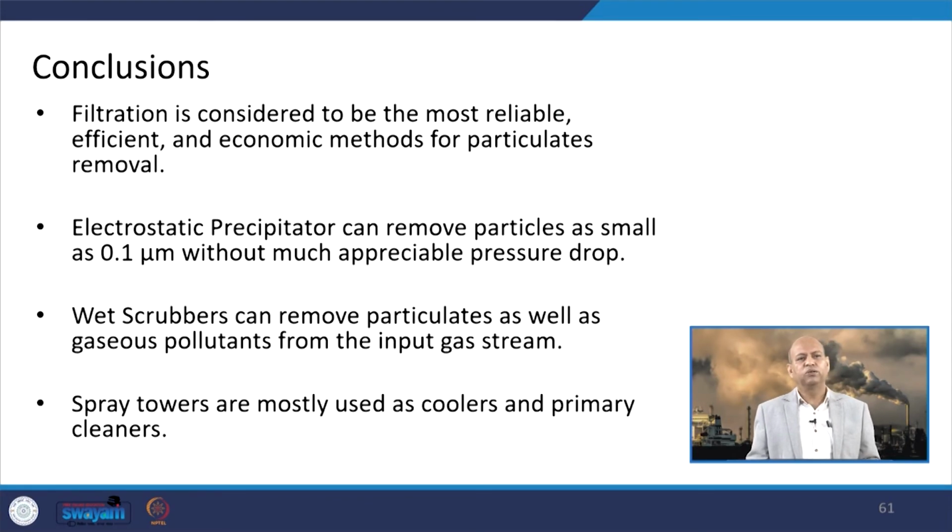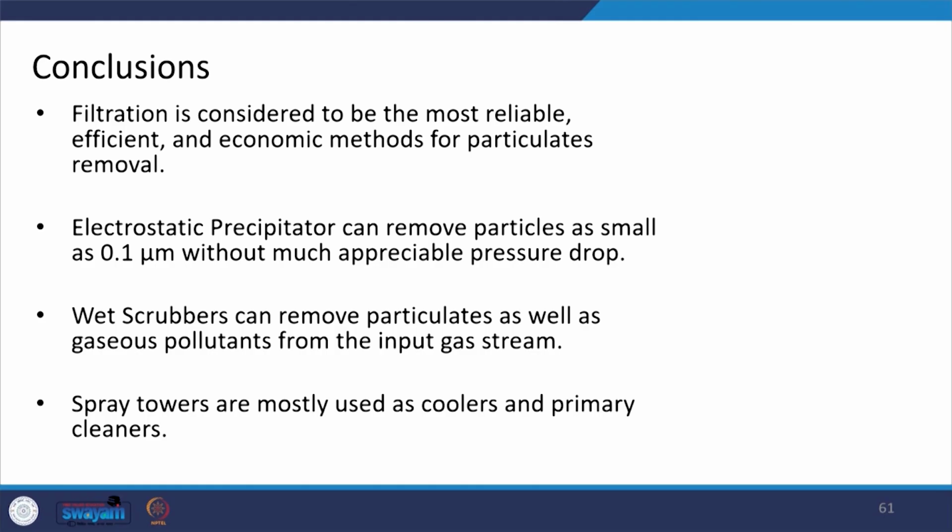Okay, so overall now we can conclude that filtration is considered to be the most reliable, efficient and economic method for particulate removal, and the electrostatic precipitator is one of the best devices to remove even very small particulate matter, up to 0.1 micrometer size, without significant drop in pressure. And wet scrubbers can remove both gas as well as particulate matter. Spray towers are mostly used as coolers and primary cleaners. So, different devices are available, and according to the different situations we can recommend the optimum or best possible device to remove the particulate matter.